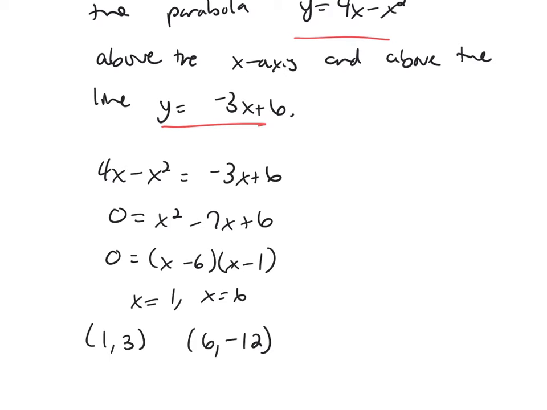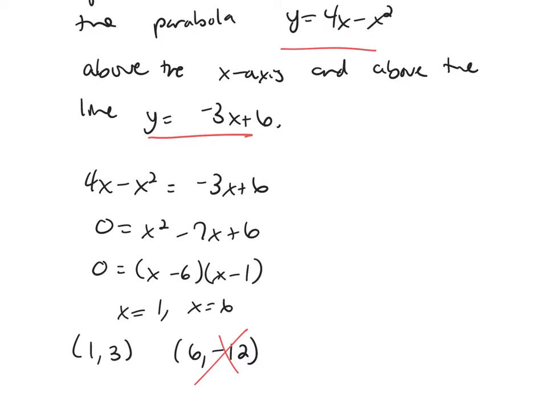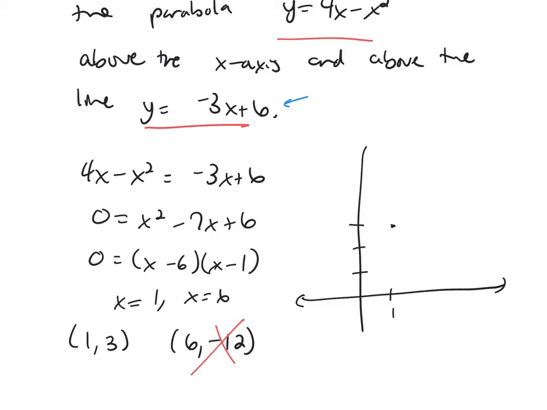Well, remember we want what's above the x-axis. So in the end, this isn't going to be a point of interest for us. So the first place that they intersect is at the point (1, 3). And then if I look at this line here, when x is 2, y is 0. So when x is 2, this line crosses the x-axis.